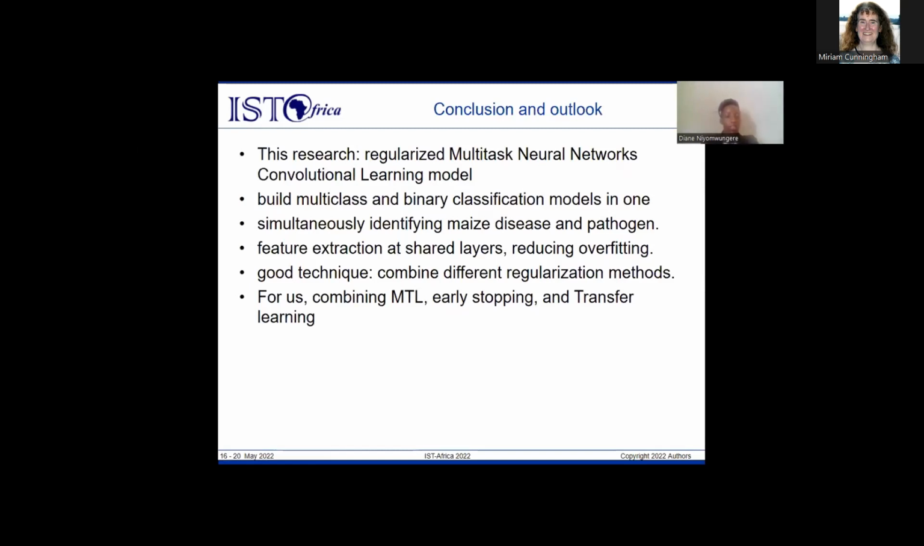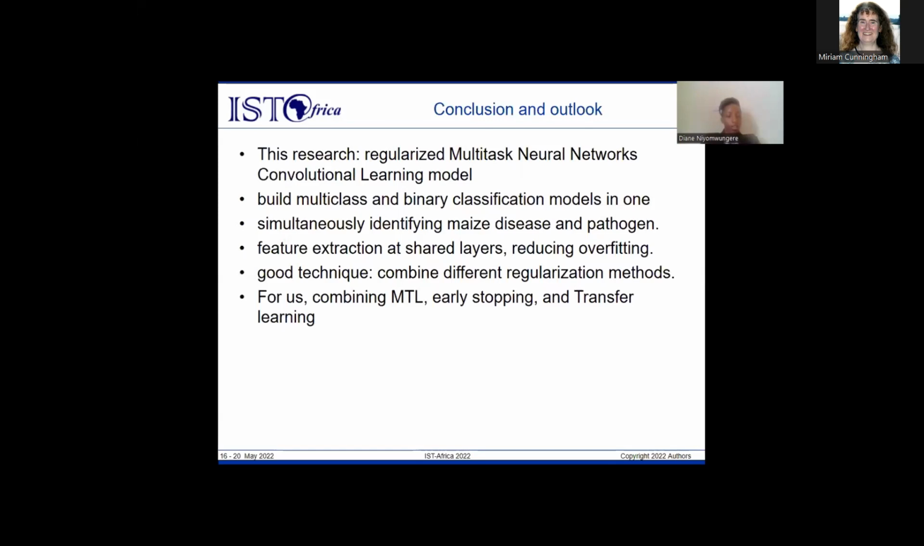Also, using hard parameter sharing architecture allowed feature extraction done at shared layers, which reduces overfitting. In addition, we found that combining different regularization methods is a good technique for best performance. And in our case, combining multitask learning, early stopping, and transfer learning gives us better results.